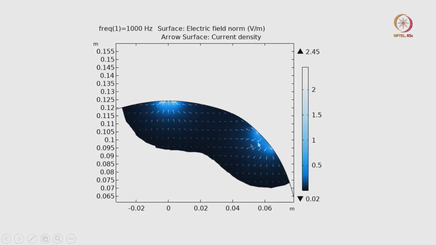So it has 2 cycles. The first cycle is this one, it goes from here to here, and in the second cycle you can see it goes from here to these positions.